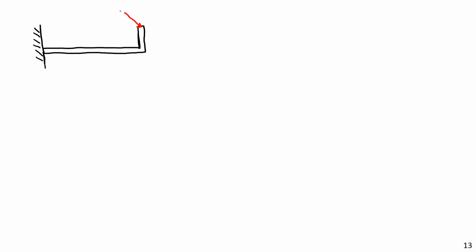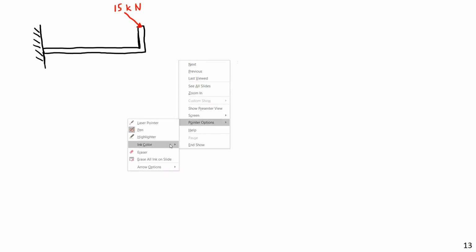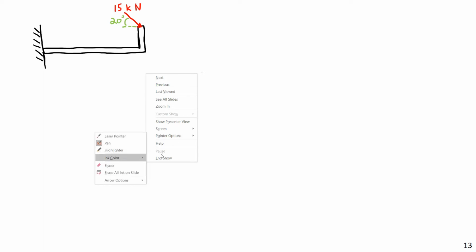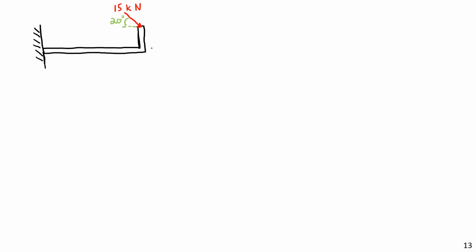So let's just go ahead and do this one. Let's say this is 15 kilonewtons. Nice, good high unit. And let's say this thing is at an angle of, let's give it a weird angle like 20 degrees. It's going to be kind of ugly anyway because it's at 20 degrees. It's not a nice angle like 45 or 90 or 30 or 60.